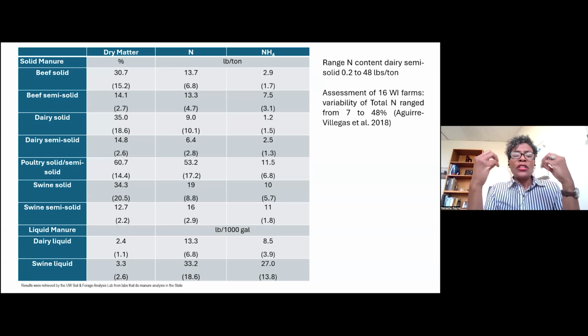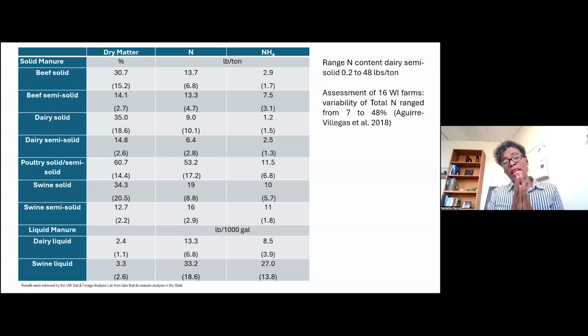So that's that. But then when we look deeper and take one of these manure types and look at the variability of nutrient content, we see quite a range. We see quite a range of values. For example, if we look at dairy semi-solid manure, we see that values range from 0.2 to 48 pounds of nitrogen per ton, right? In an assessment of several dairy farms across Wisconsin, we also see that variability in total nitrogen.